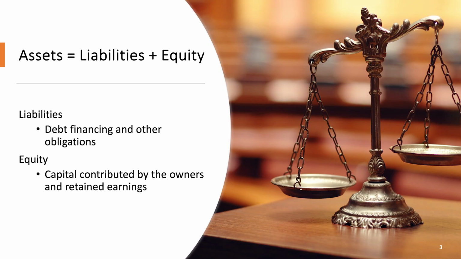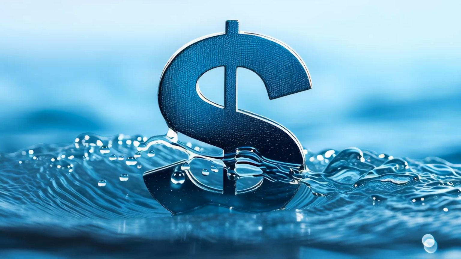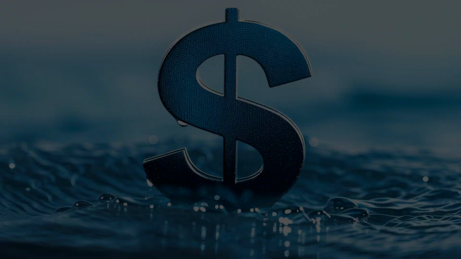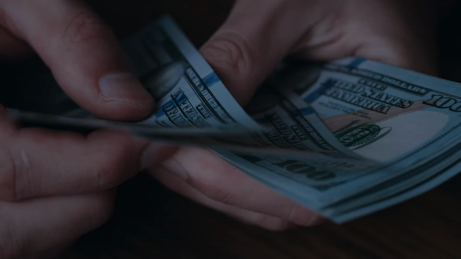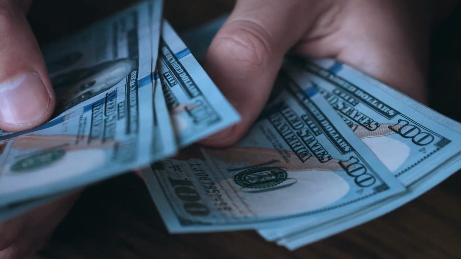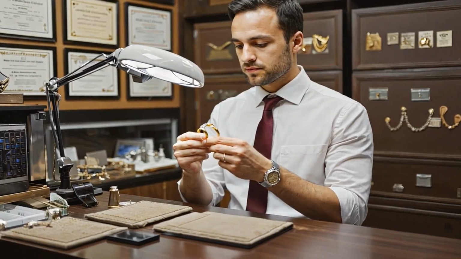Assets on the balance sheet are organized from most liquid to least liquid. The more liquid an asset, the higher it appears on the balance sheet. But what does this concept of liquidity mean? Liquidity has two important dimensions. First, it's a measure of how easily an asset can be converted to cash. And second, whether it can be converted at its fair value without taking a significant loss.